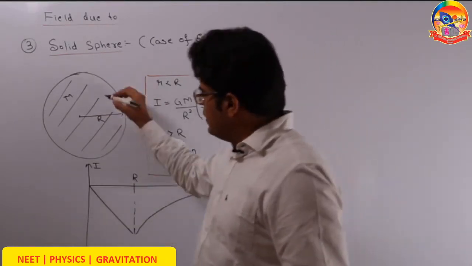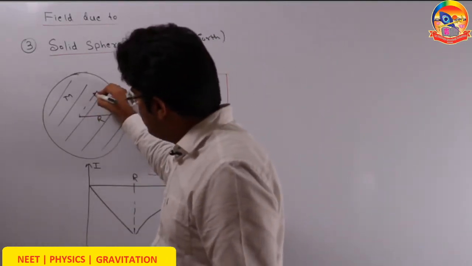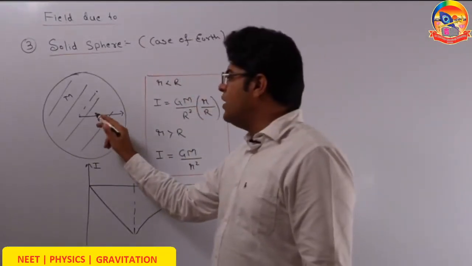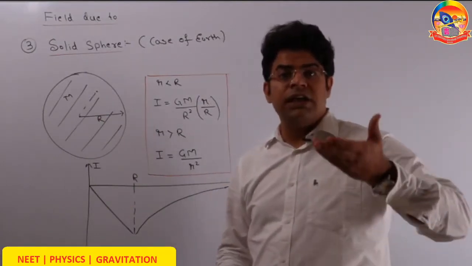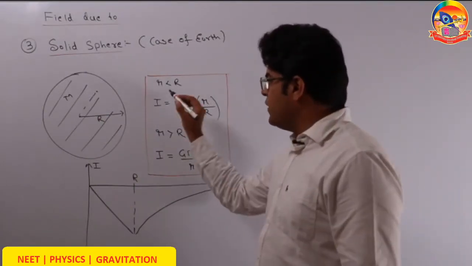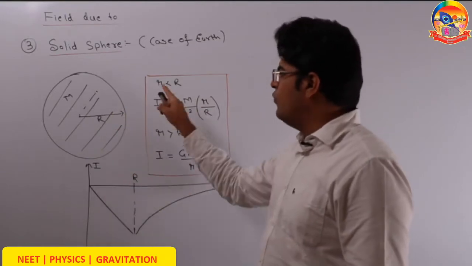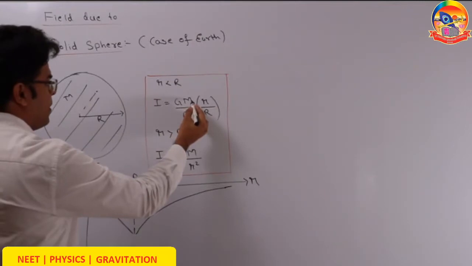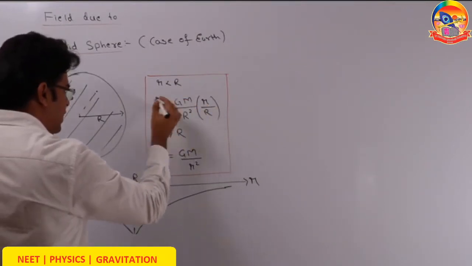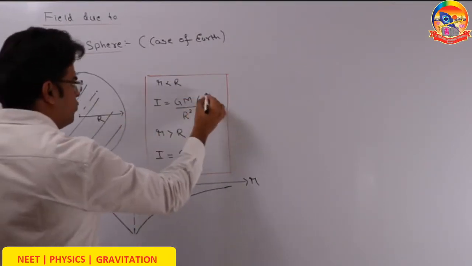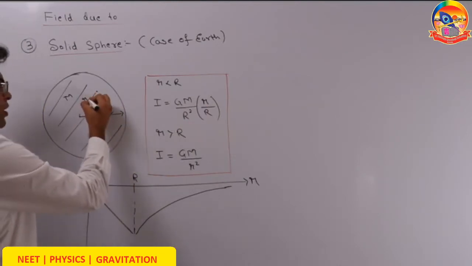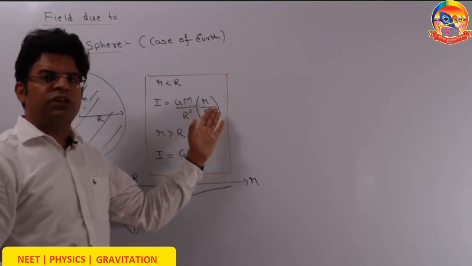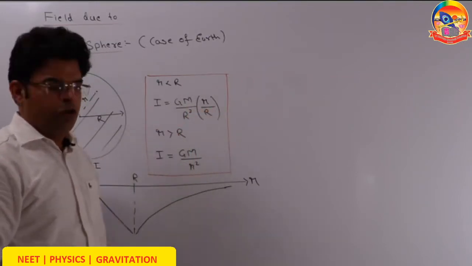For a point inside, at distance r, the field is not at all 0. As a matter of fact, as we go from center to surface, the field continuously increases. The gravitational field at any distance r, for r less than the radius, is given by GM upon R square, that is the value on the surface, into small r by capital R. Or we can remember it as GM into distance from the center upon radius of the sphere whole cube.